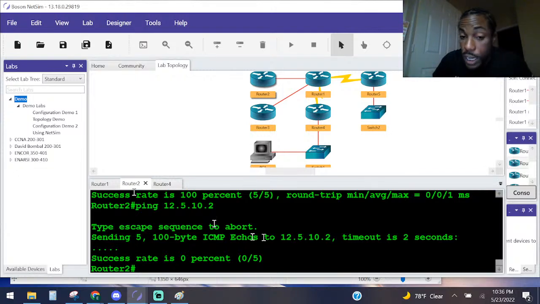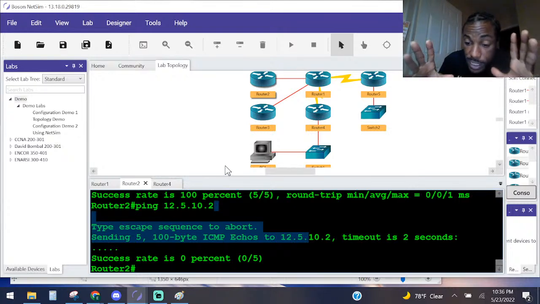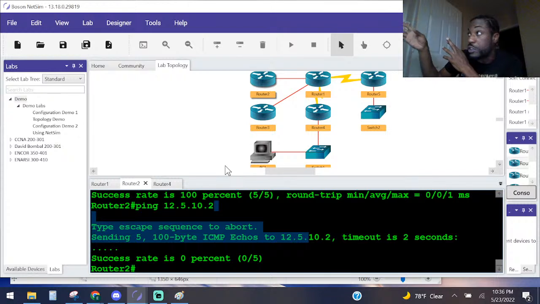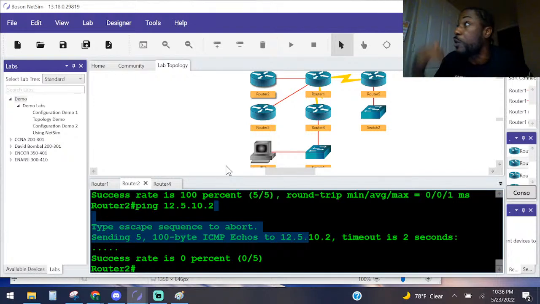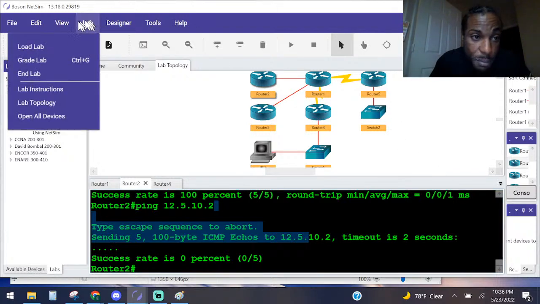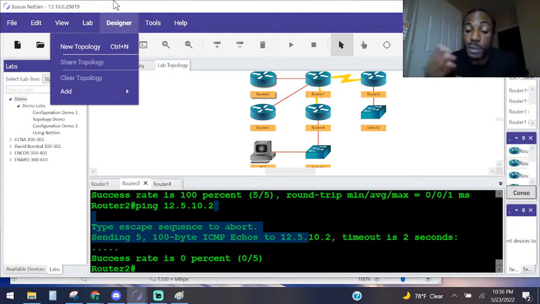So again, it's a simulator, so it simulates the iOS enough for you to pass those exams, and they ask you a bunch of questions to make sure you understand it. That way, you're not just being a technician typing commands and not knowing what they are for and the purpose behind them. They actually quiz you, and if you don't know what you're doing, you can always lab Control G or grade lab, and it shows you what you're missing. That's what I love about Boson NetSim.